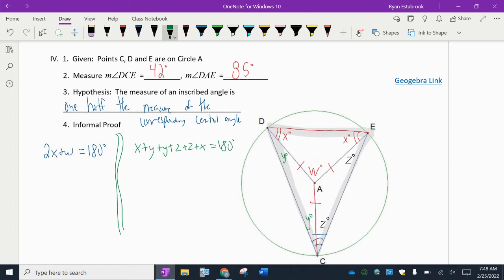So I'm just going around the perimeter of this one, taking in each of the vertices of that gray triangle, and all of those angles are going to add up to 180. Simplifying it just a little bit, I noticed that there are 2 X's, there are 2 Y's, and there are 2 Z's. So combining like terms, we get this equation.